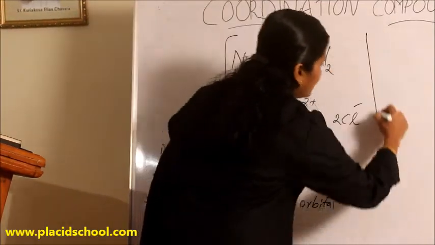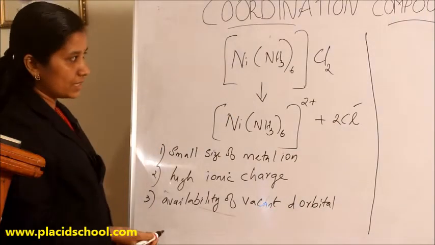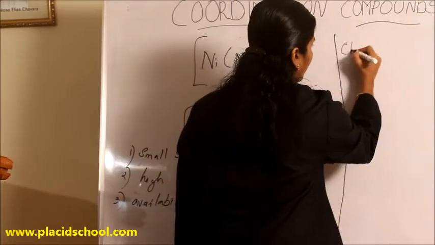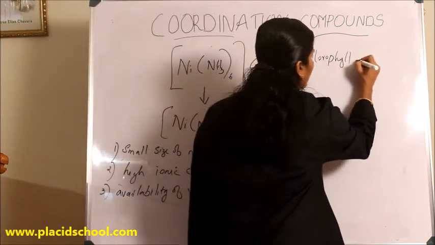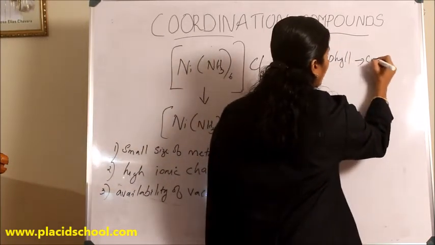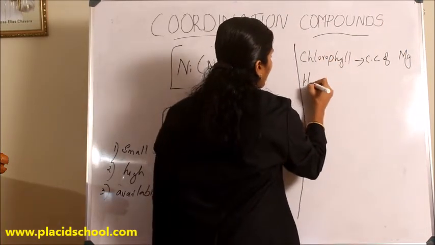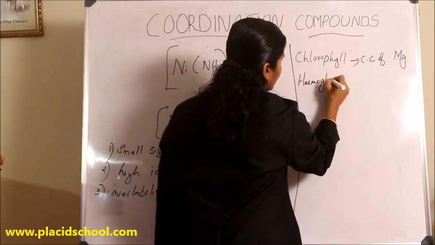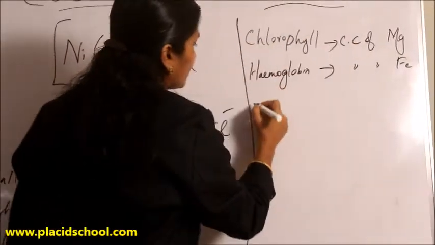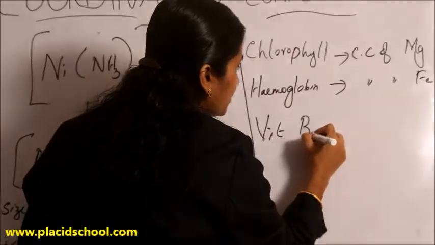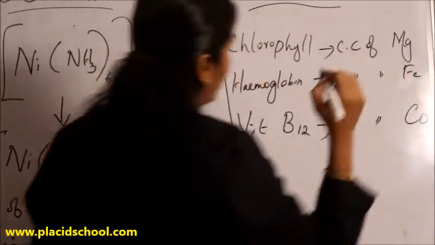Again, naturally occurring complex compounds or coordination compounds are vital for living organisms. For example, chlorophyll. So these are the examples for coordination compounds. Chlorophyll is a coordination compound of magnesium, hemoglobin is a coordination compound of iron, vitamin B12 is a coordination compound of cobalt.